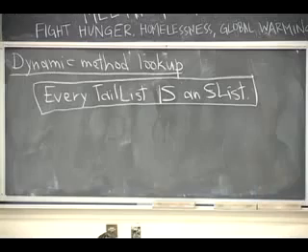Put a big box around it. Every TailList is an SList. Memorize that. Every Proletariat is a Worker. Every TA is an Object, and so forth and so forth.